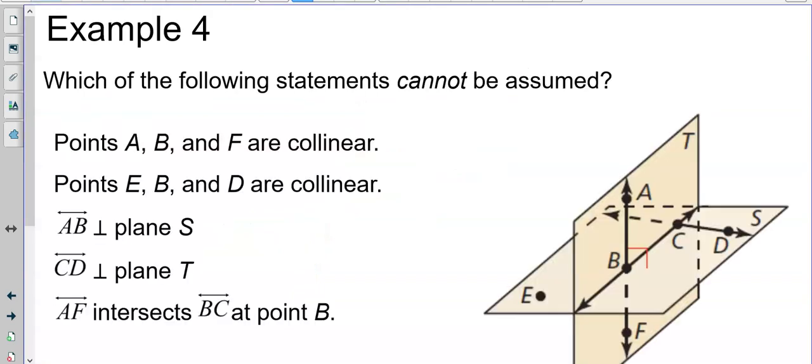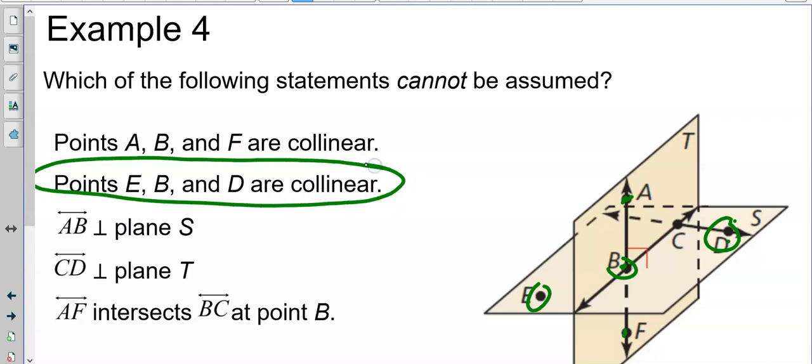All right, example 4. Which of the following statements cannot be assumed? A, B, and F are collinear. Okay, well, here's A, B, and F. Well, that can be assumed, you can see they're on the same line. E, B, and D. Well, here's E, here's B, here's D. All right? We cannot assume that one's true because we don't see a line.